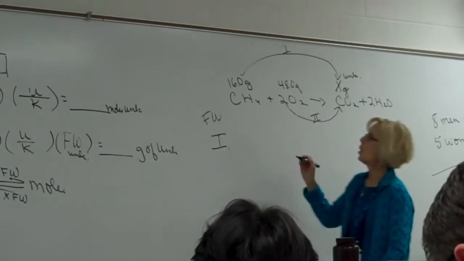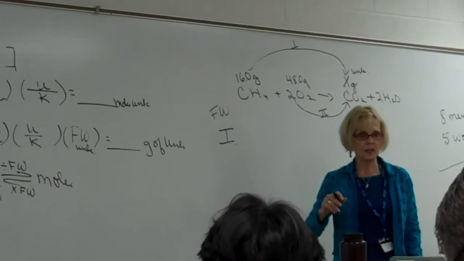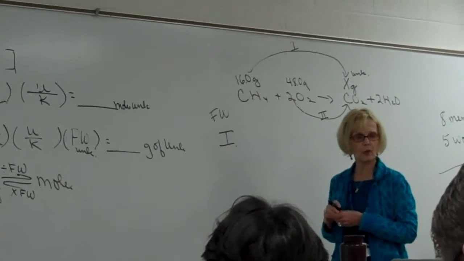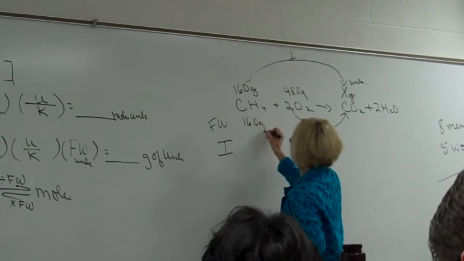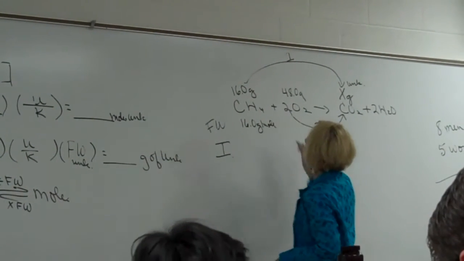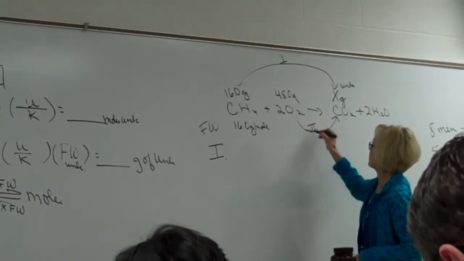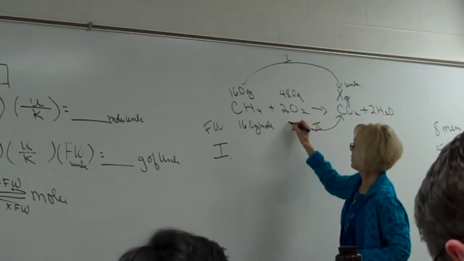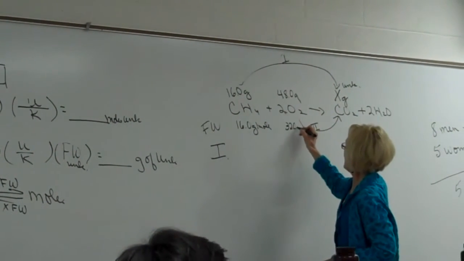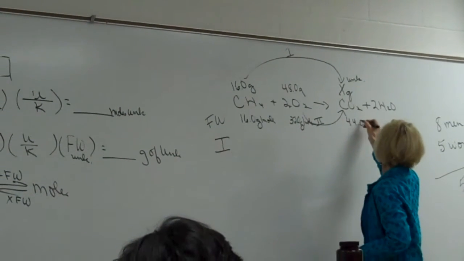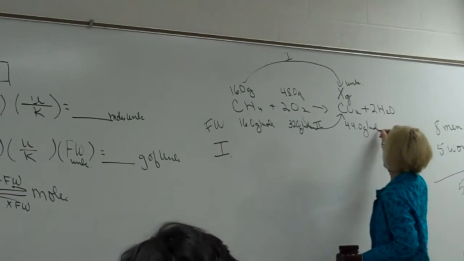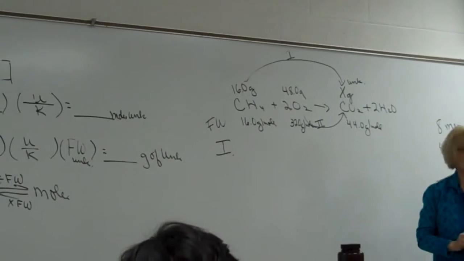Now, what formula weights will I be needing as I go through here? Pedro, what do I need? 16.0 grams per mole, for the methane. What other formula weights will I need? For the oxygen, it's going to be 32.0 grams per mole. And for the CO2, it's going to be 44.0 grams per mole. Excellent. We're going to need 3 of them this time.